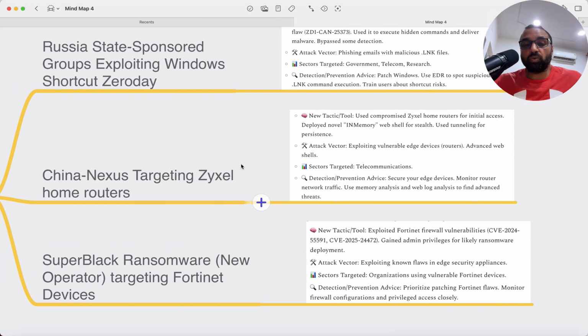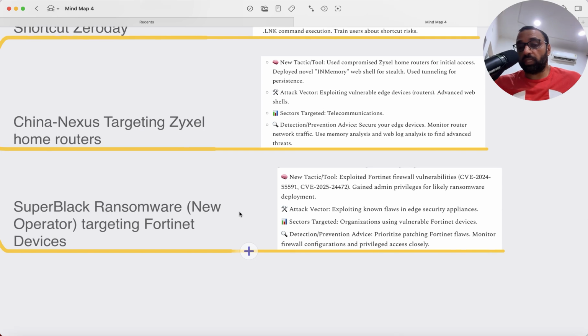Then two specific companies, Zyxel and Fortinet, are getting targeted by different groups. China Nexus is targeting Zyxel home routers for initial access, then they deploy an in-memory web shell for stealth, and they use tunneling for persistence. Essentially these are routers used at home, and they are targeting specific companies that provide those routers on the telecom side. What I recommend is securing these devices and monitoring what's happening. Look into your traffic, look into your logs, who's connecting, and what kind of traffic is going.